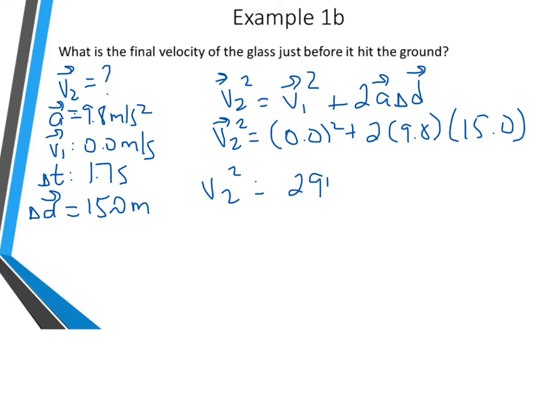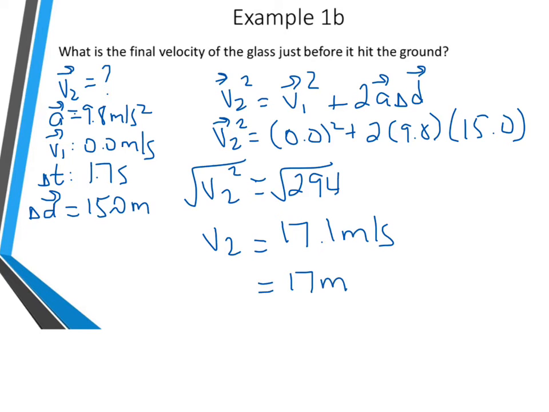So we get 294, and then we need to take the square root of both sides. So our V2 is 17.1 meters per second. We only want 2 significant digits, so we're going to round that to 17 meters per second. So that means the glass just before it hits the ground is traveling at 17 meters per second.